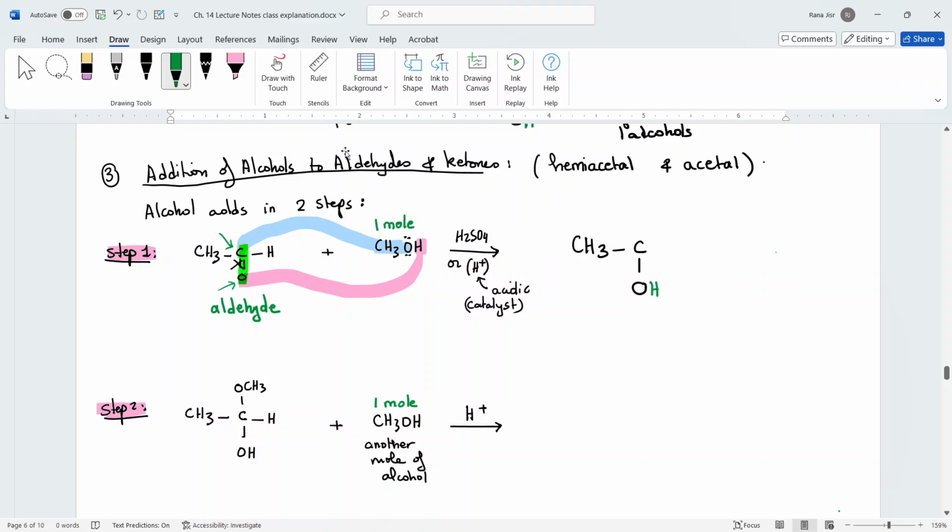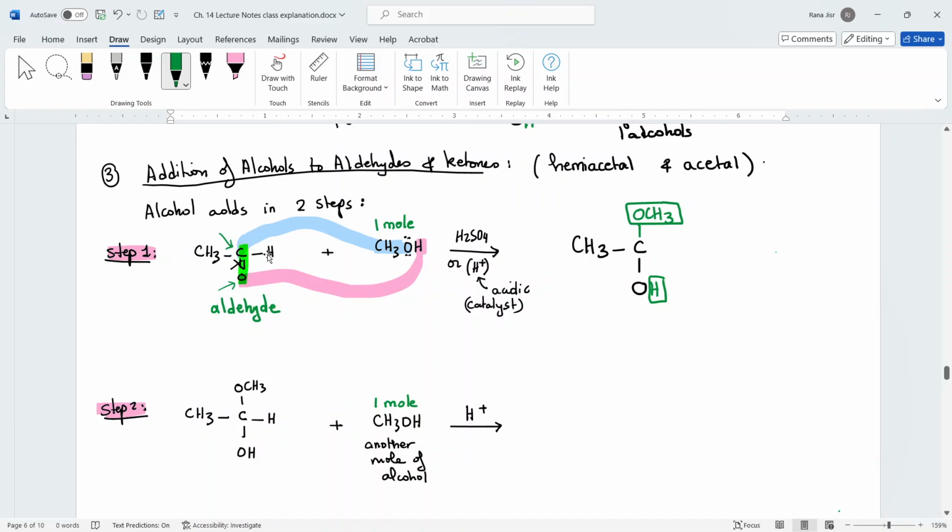And the OCH3 will add to the carbon. So I need to show that the OCH3 is added to the carbon. See, this is what I am adding. I'm adding the OCH3 and the hydrogen. These belonged to the alcohol, and now they are added to my functional group in there.